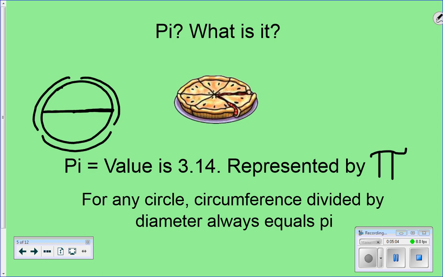Okay, so that's where the number comes from. Now here's the thing, your calculator has pi buttons. You're not going to use the pi button today. Here's why. Everybody has a pi button.